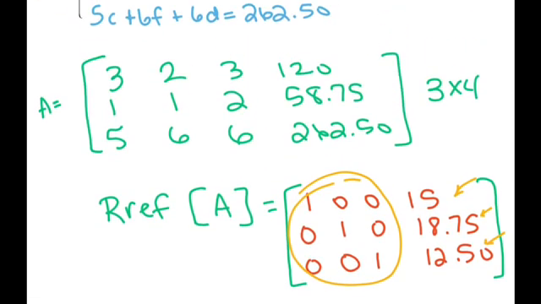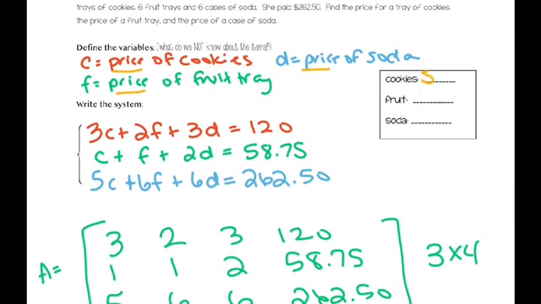So now we're able to say that the cookies were $15 for a tray of cookies, $18.75 for a fruit tray, and $12.50 for a case of soda. You can check that by putting it back in. It's going to work for all 3 of those situations. So not just one of them, but all 3. If it didn't work for all 3, then it's not right. So you can go ahead and try that, but then you can go on to your homework and do more practice.